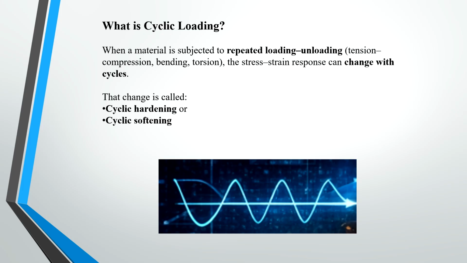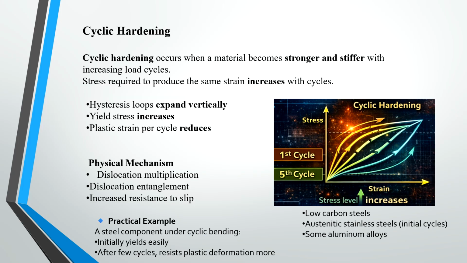Let's discuss each term in detail. So what is cyclic hardening? Cyclic hardening occurs when a material becomes stronger and stiffer with increasing load cycles. When the load cycle increases, it becomes stronger and stiffer. So the stress required to produce the same strain increases with cycle.